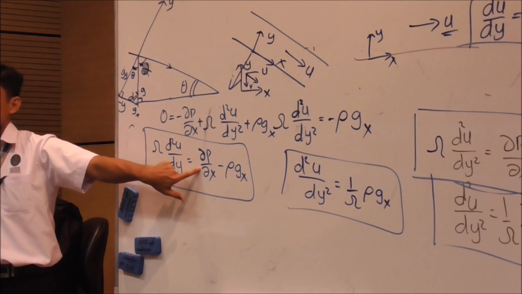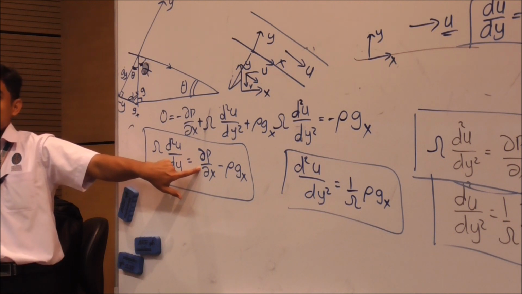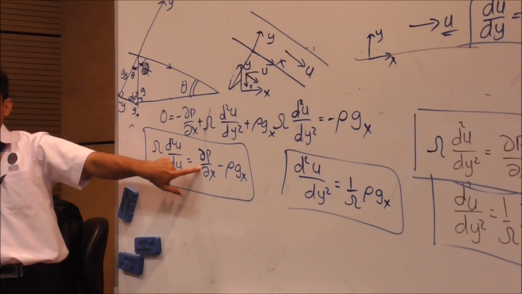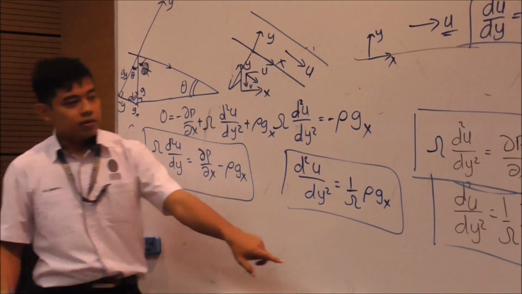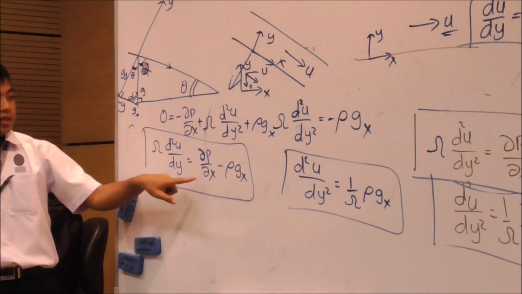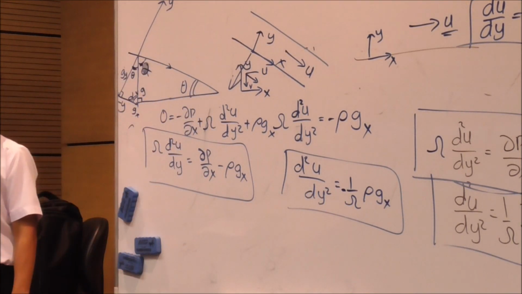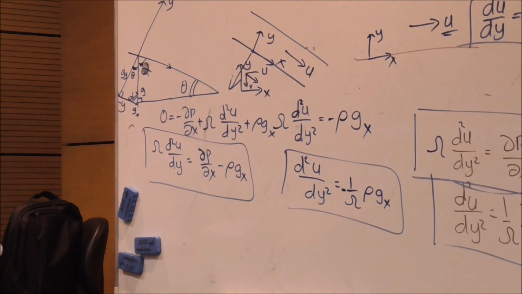Clear now? That's why I told you the first one is the most crucial one. Once you overcome that problem, the rest is just a piece of cake. So you can see dp dx, rho gx, dp dx and rho gx. Clear, ladies and gentlemen?